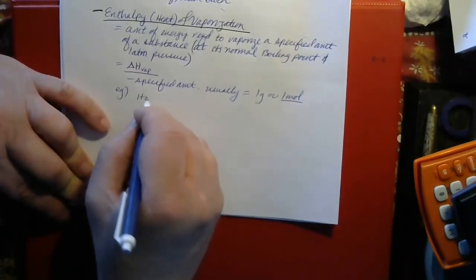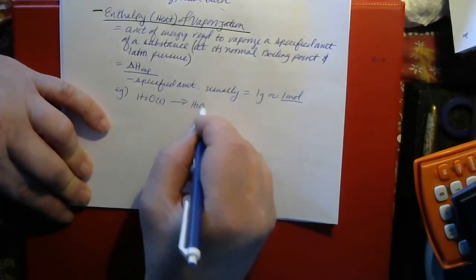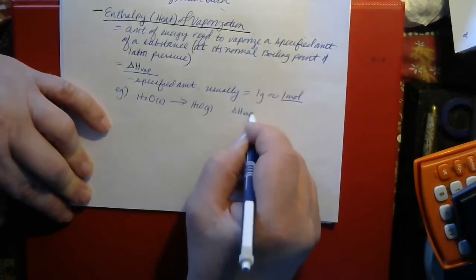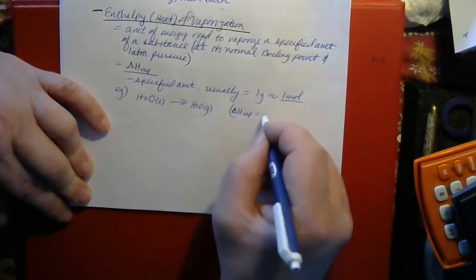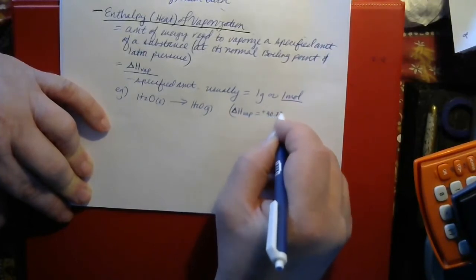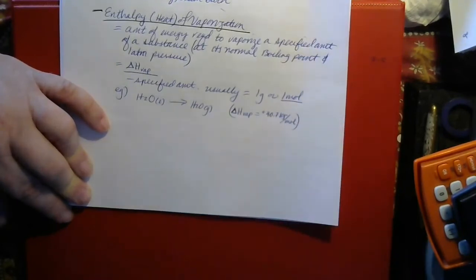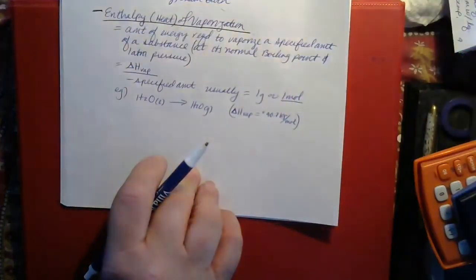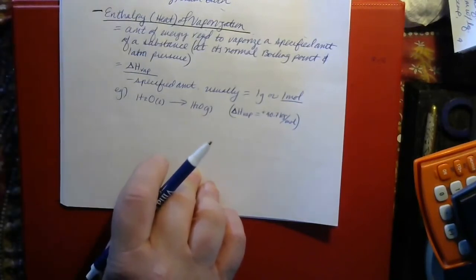And a good example of that would be, for instance, if you boil water. H2O liquid going to H2O gas is vaporization. The enthalpy change for that process would be the enthalpy of vaporization for water. And that's 40.7 kilojoules per mole of water. So you have to put 40.7 kilojoules of energy in for every mole of water, or in other words, for every 18 grams of water that you want to vaporize.